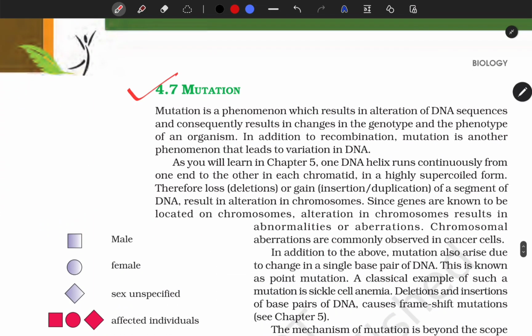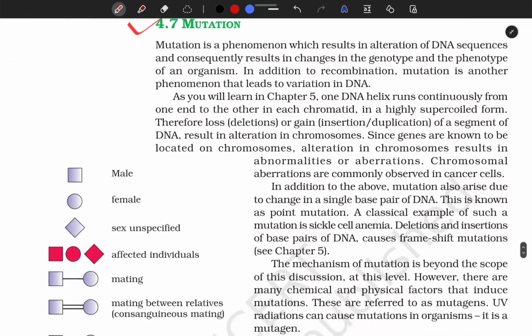4.7 Mutation. Mutation is a phenomenon which results in the alteration of DNA sequences and consequently results in changes in the genotype and the phenotype of an organism. In addition to recombination, mutation is another phenomenon that leads to variation in DNA.